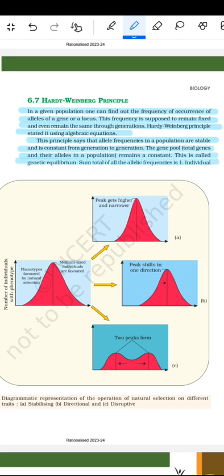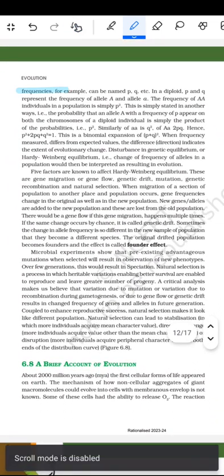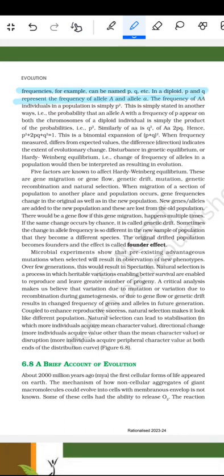The sum total of all the allele frequencies is 1. Individual frequencies, for example, can be named p, q, etc. In a diploid, p and q represent the frequency of the allele A and the allele small a. The frequency of the capital AA individuals in a population is simply p square. This is simply stated in another way: the probability that an allele A with frequency p appears on both chromosomes of a diploid individual is simply the product of the probabilities, that means p square. Similarly, for aa it is q square, and for Aa it is 2pq. Hence p square plus 2pq plus q square is equal to 1.